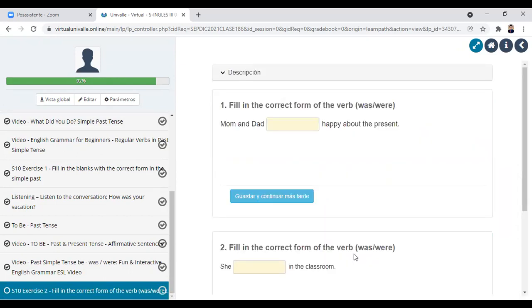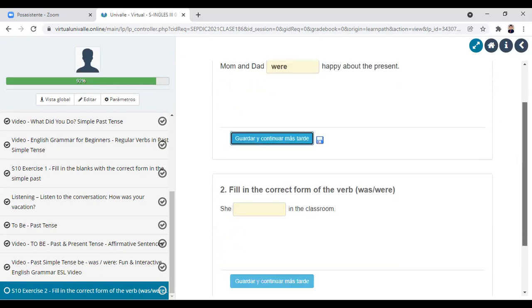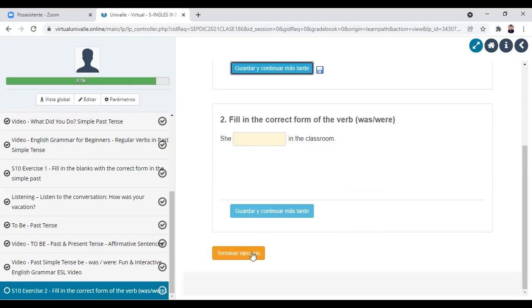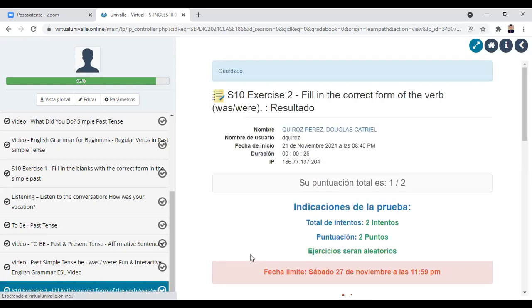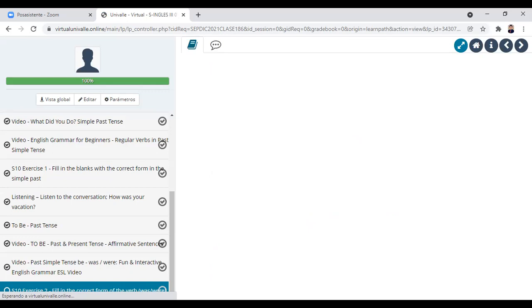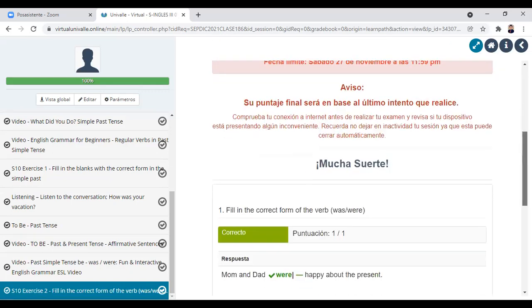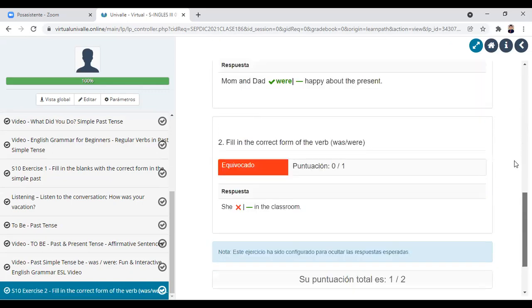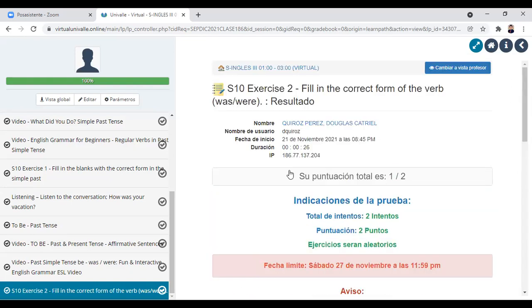Okay, here, mom and dad, we're talking about 2 people, so it means they are plural. In this case, we're going to use the plural form of the verb be in the past tense. Okay, and this is just an explanation and example for you. The others you need to do by yourself, because this is an evaluated exercise. If you notice, the answer is pretty good. And this is everything for this session, guys.